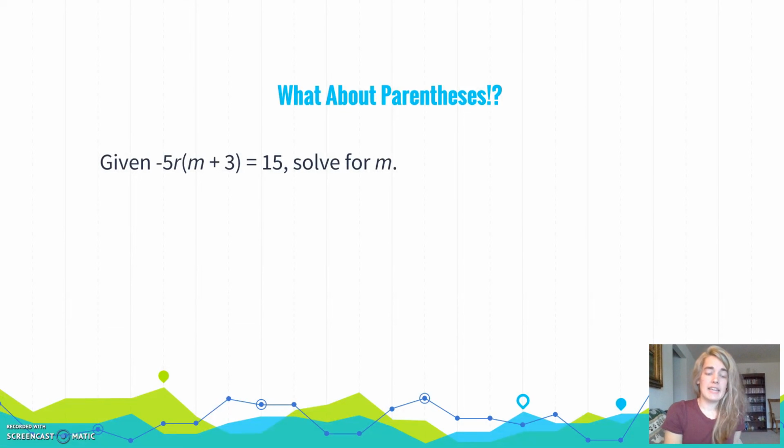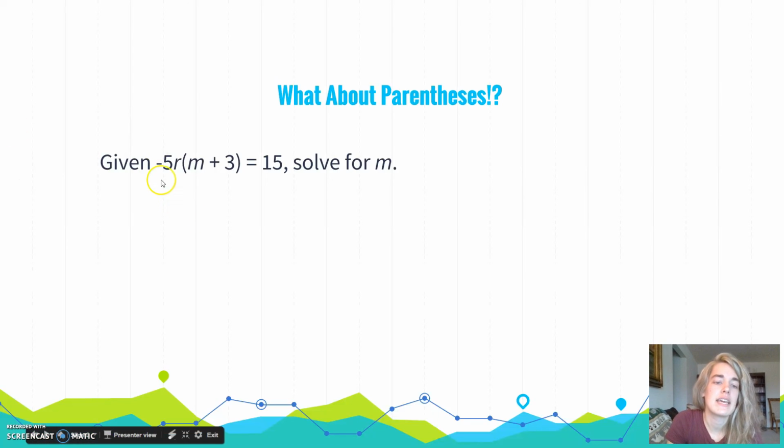Last one we're going to look at is parentheses. So I'm giving you two variables here, the variable r and the variable m, and I want you to get m by itself. But notice how the m is encapsulated inside those parentheses, which means we can't get to it yet. We have to get rid of this negative 5r first. Well, right now it's being multiplied. So parentheses are like secret multiplication. If there's nothing in between that number or variable in the front and the parentheses set, it is being multiplied.